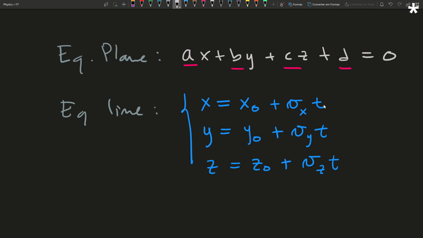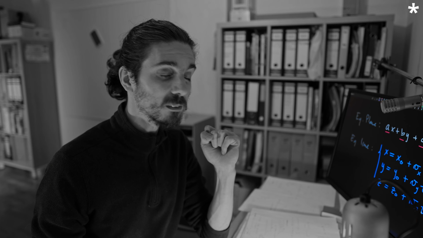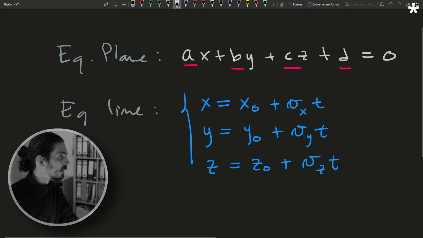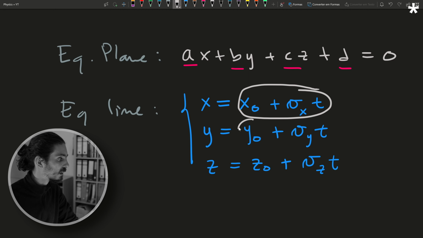If you supply me with the constants x0, y0, z0, and the v's, that determine a line in three-dimensional space, because as the variable t ranges over the entire real numbers, the points whose coordinates are of the form given by this, this, and this, they cover the entire line.